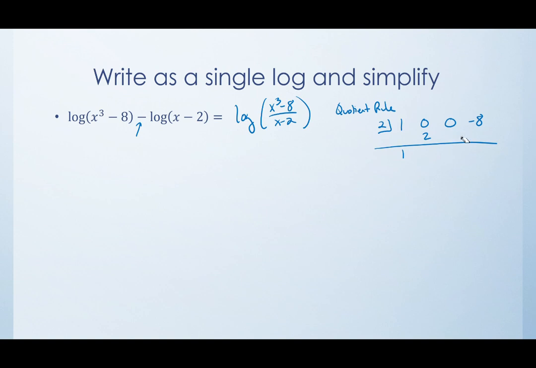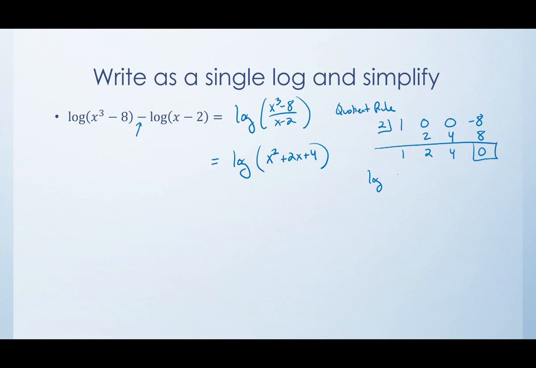Let's see, x cubed, x squared, x, and the constant. So 2, 8, oh wait, 2, 4, hold on, I was getting ahead of myself. 2 times 2 is 4, plus 0 is 4, 2 times 4 is 8. So it is divisible by that. If we simplify the expression, we've got x squared plus 2x plus 4, because we canceled the x minus 2's.